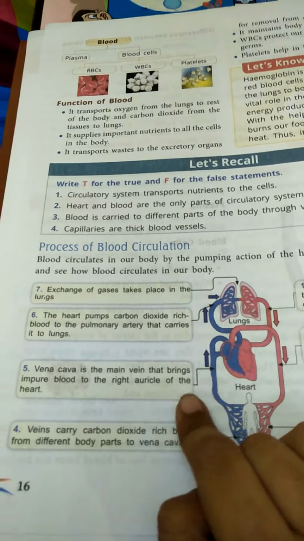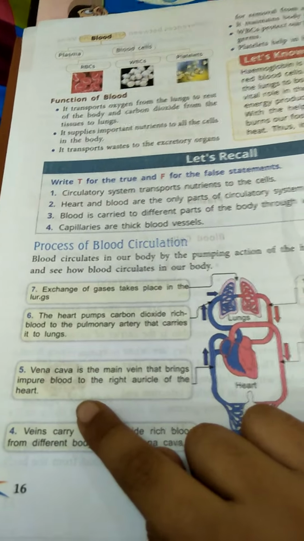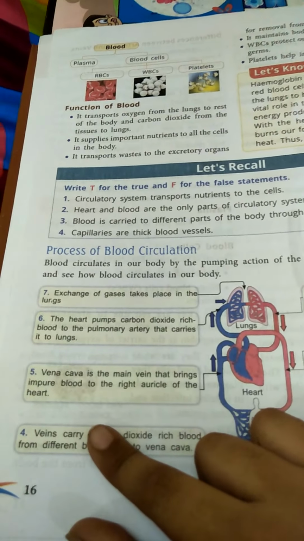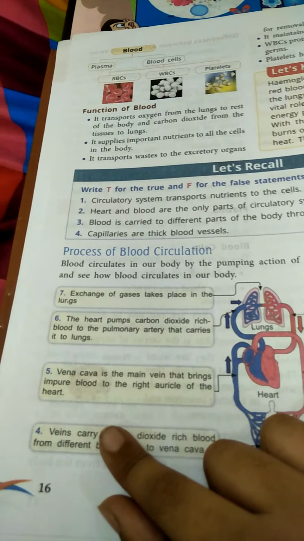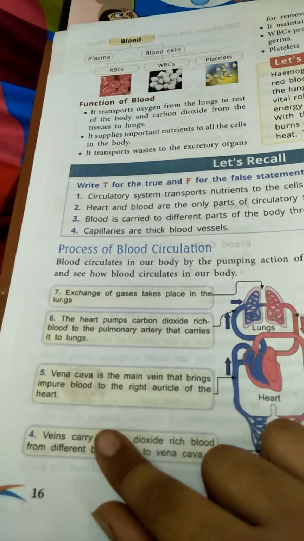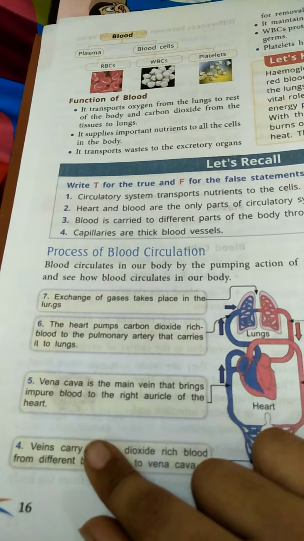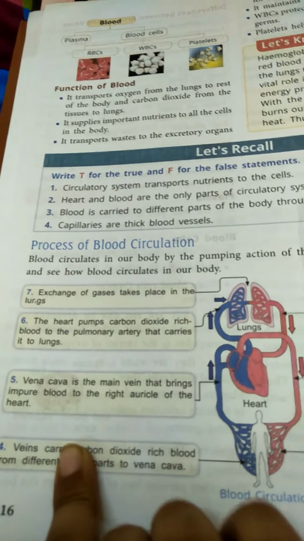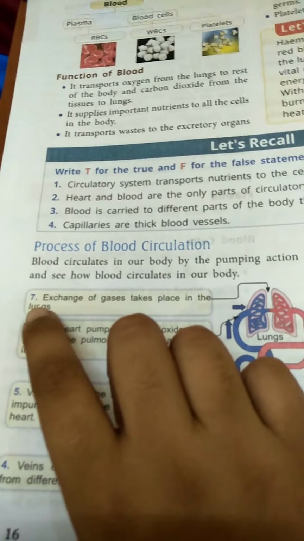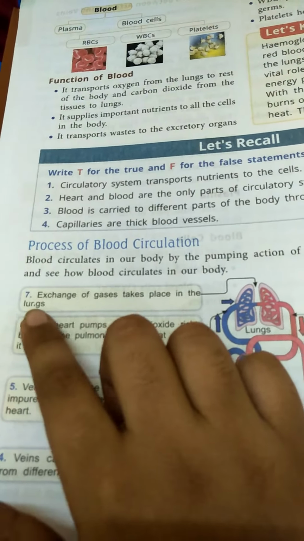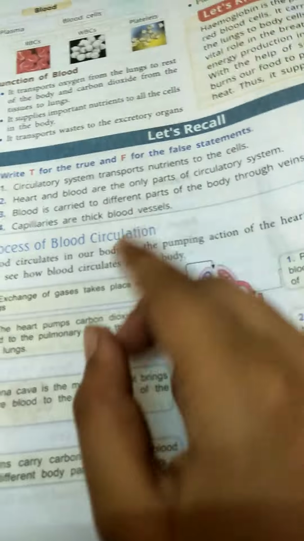Vena cava is the main vein that brings impure blood to the right auricle of the heart. The heart pumps carbon dioxide rich blood to the pulmonary artery that carries it to the lungs. Exchange of gases takes place in the lungs. Now this you don't read as lurs, it is a misprint, so don't say that I have not read properly.